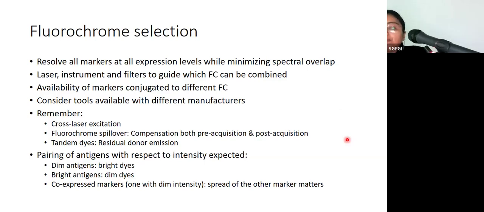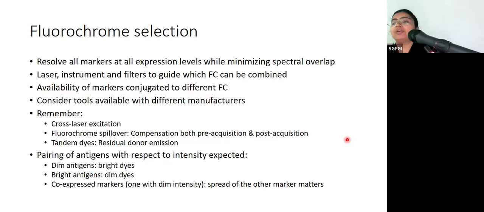And there are three important things which we need to remember. We'll come over that in the subsequent slides. One is cross laser excitation. For example, if you have a dye which is excited by the blue laser and it also gets excited by the red laser, then it will start emitting something in the red laser as well. So that we need to keep in mind.